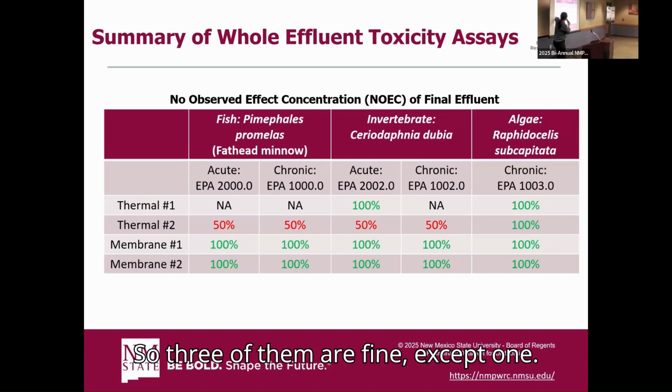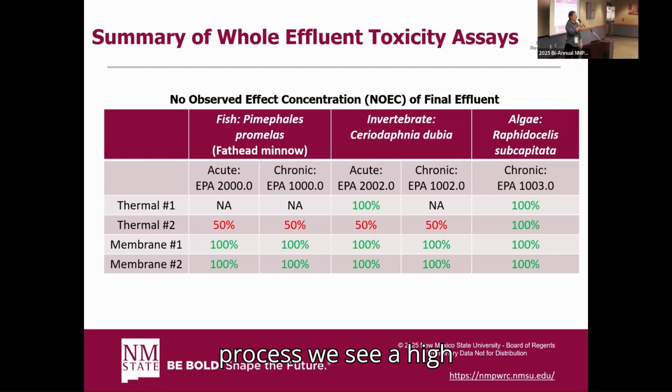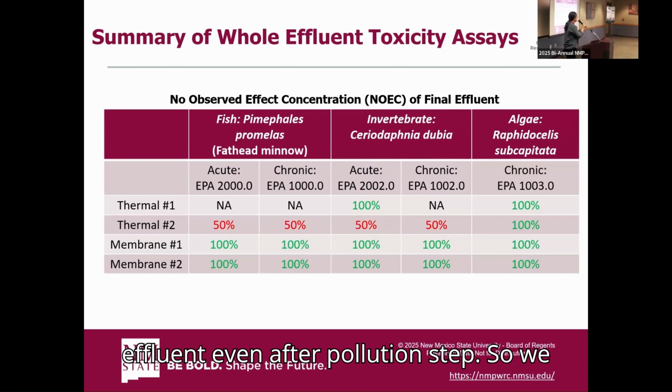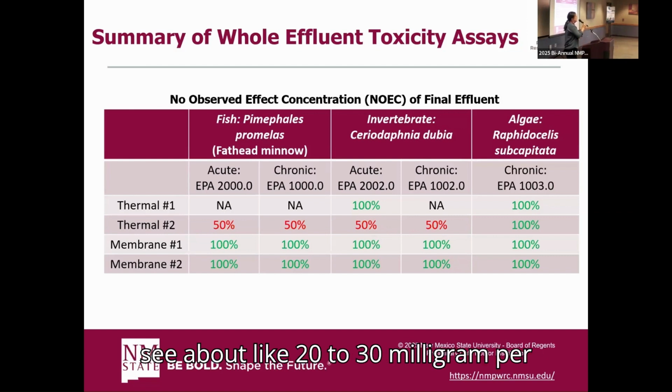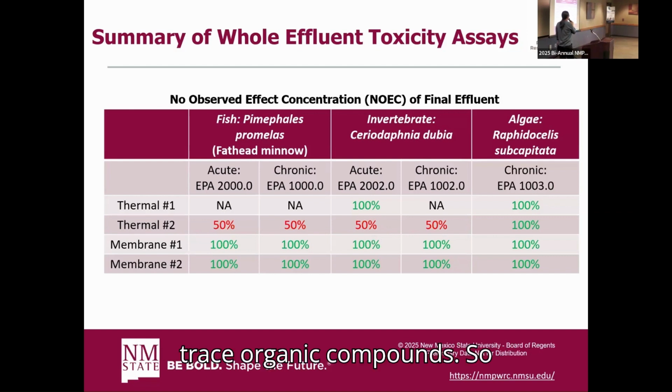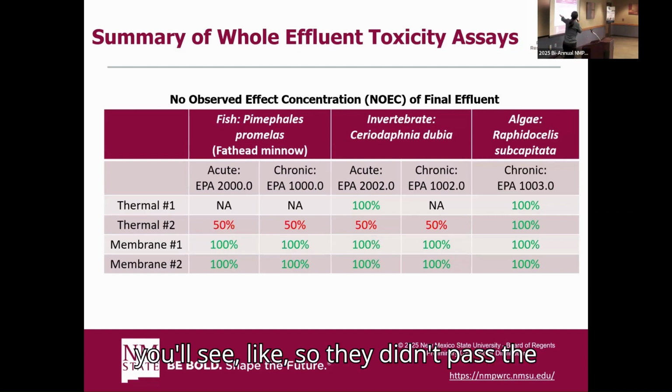So three of them are fine, except one. Thermal process 2 is a process where we see a high TOC in the effluent, in both the distillate and the final effluent, even after the polishing step. We see about 20 to 30 milligrams per liter of methanol and some other trace organic compounds. So they didn't pass the test.